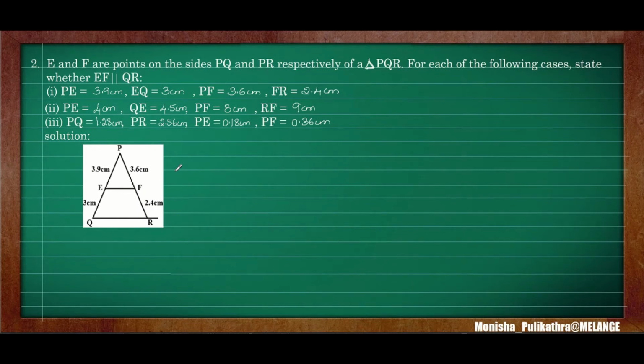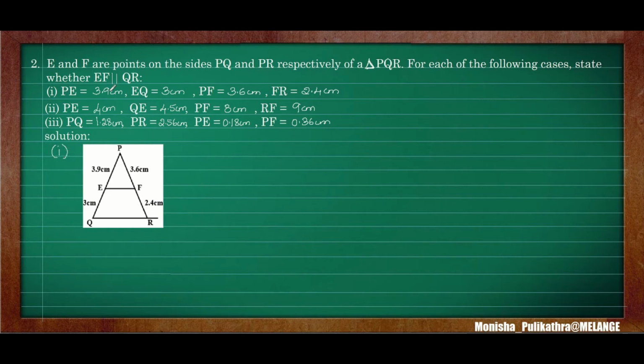We need to draw a triangle like this, and we need to mention the values for the sides. Then we need to find whether the sides are proportional, to find out whether EF is parallel to QR, by using Thales theorem. So this is the diagram for the first question.